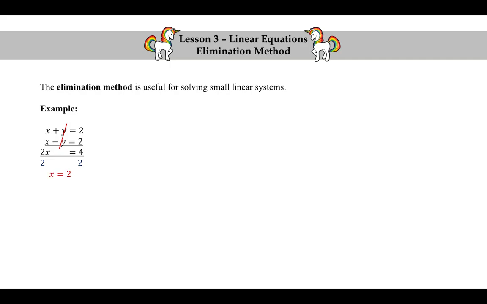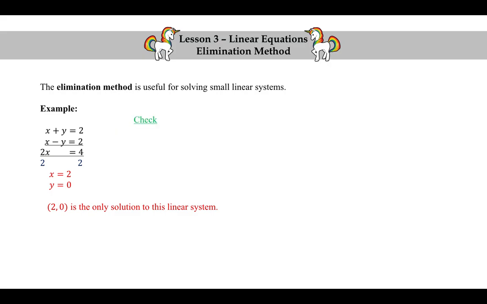We still need to figure out what y is, and we can do that by substituting 2 for x back into either of the original equations. Let's just go ahead and plug it back into the first equation. We get 2 + y = 2, so that y is 2 - 2, which is 0. It follows that (2, 0) is the only solution to this linear system.